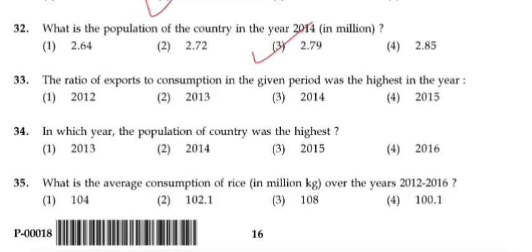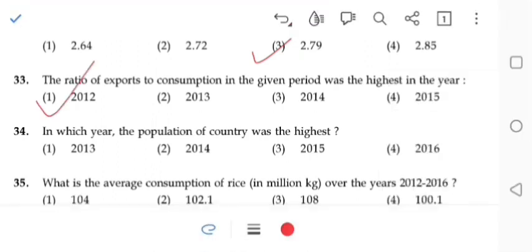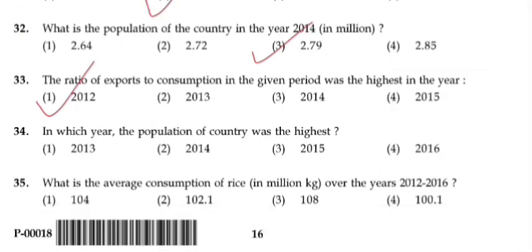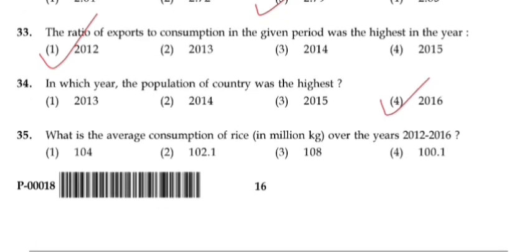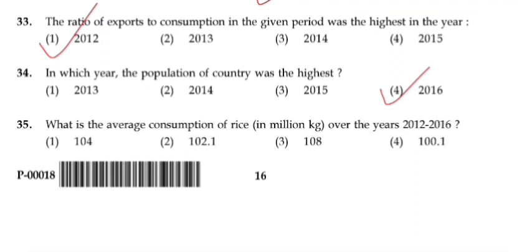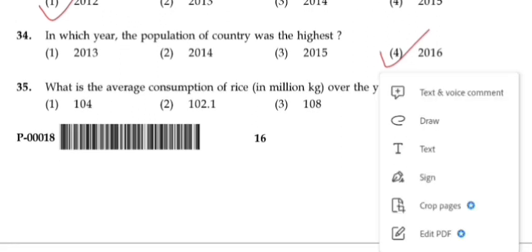33. The ratio of exports to consumption in the given period was the highest in the year 2012, 2013, 2014, 2015. It will be number 1, 2012. 34. In which year the population of country was the highest? 2013, 2014, 2015, 2016. It will be number 4, that is 2016. 35. What is the average consumption of rice in million kg over the years 2012 to 2016? 104, 102.1, 108, 100.1. 35, 100.1 will be our correct answer.